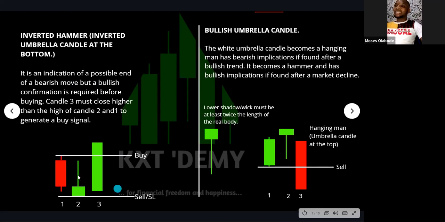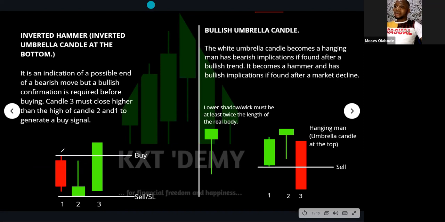In a ranging market, it is ineffective because even after the breakouts, markets would retest. So it is not a high probability confirmation, because in a ranging market a series of candles can happen. These are high probability confirmation methods to trade. So the third candle must close above this high, and once it closes above it, you just buy. Let me try to annotate this.